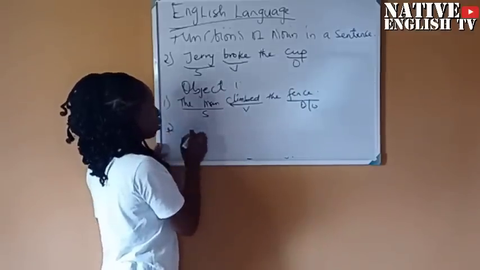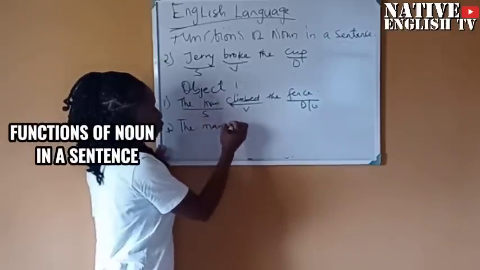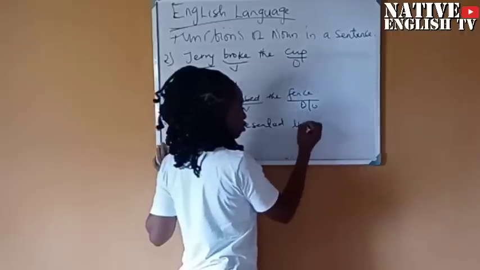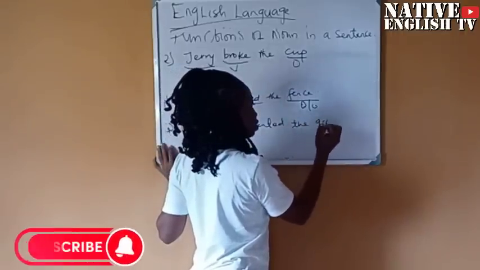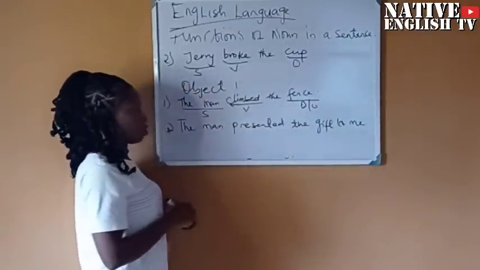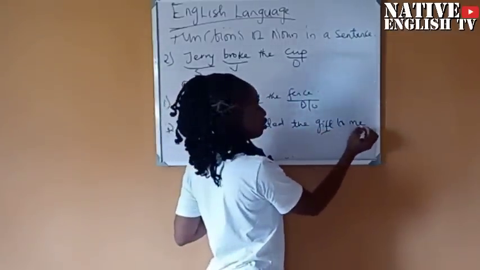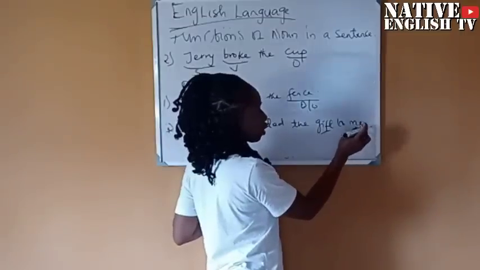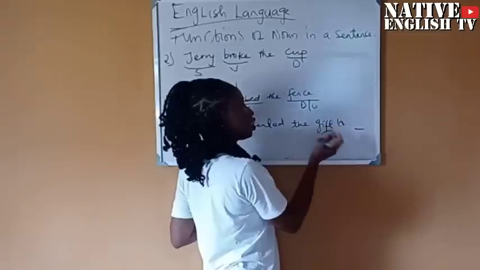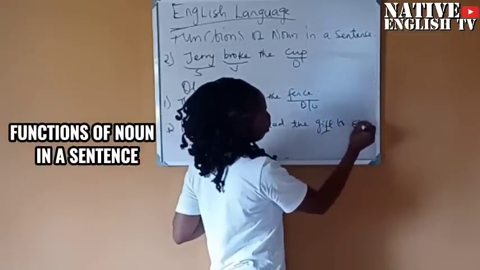Example 1. We can say the man presented the gifts to me. Here we have three nouns. The first noun is man, then gifts, and me. Me is a pronoun, but here it's functioning as a noun. Okay. He presented a gift to Emeka.